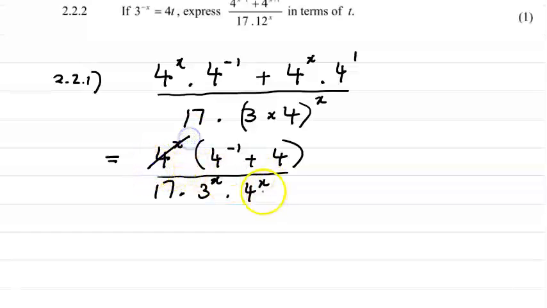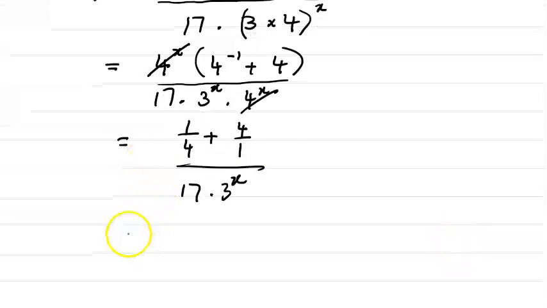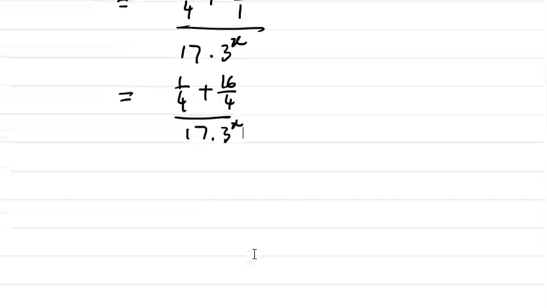So as you can see, 4 to the x and 4 to the x now will cancel, which leaves me with the following: 4 to the minus 1 plus 4 all over 17. So we say 1 over 4 plus, that's 4 over 1, all over 17 times 3 to the x, which will now leave me with the following: 1 over 4 plus 4 over 1 can be expressed as 16 over 4, getting a common denominator there, all over 17 times 3 to the x.